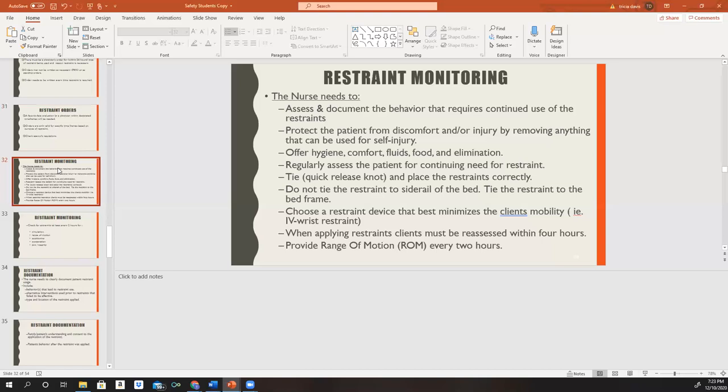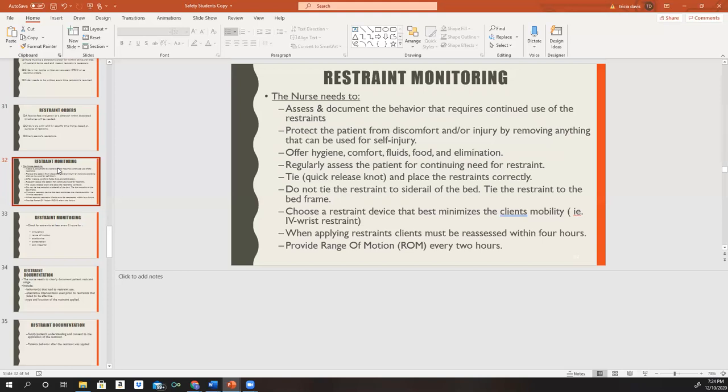Protect the patient from discomfort and or injury by removing anything that can be used for self-injury. And going back to using these restraints for the smallest amount of time possible, I see it all the time where older patients are going to rehab just to get a little stronger, or they're going to long-term care because that's where they're going to live. If they have not been free from restraints for 24 hours, they cannot go back to the care facility or the long-term care facility. So if you know that's where your patient is going, you really want to make sure that you get them out of their restraints so that 24-hour clock can start ticking.